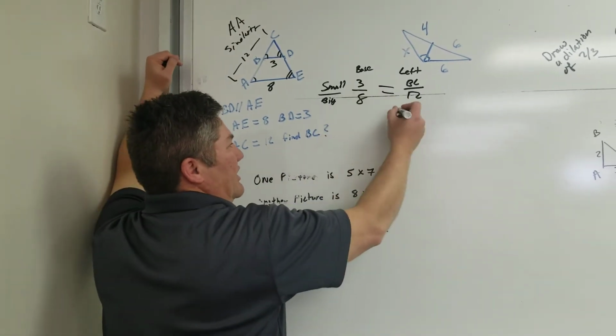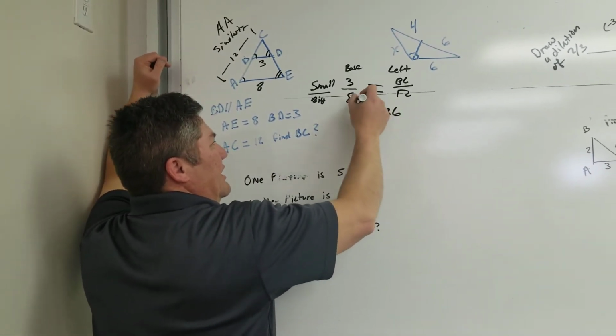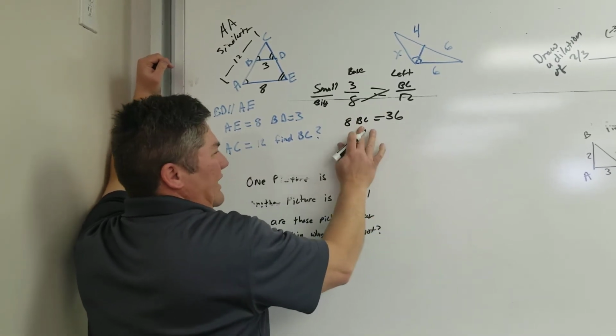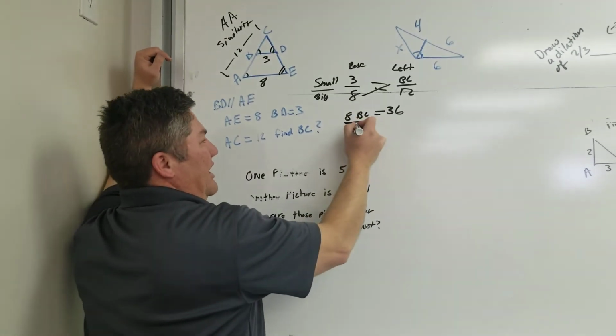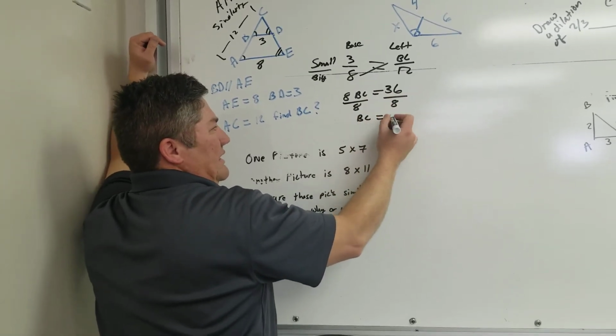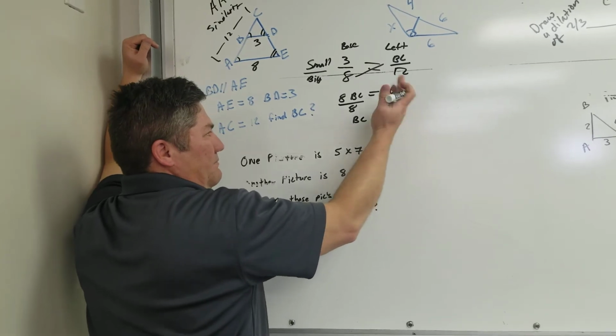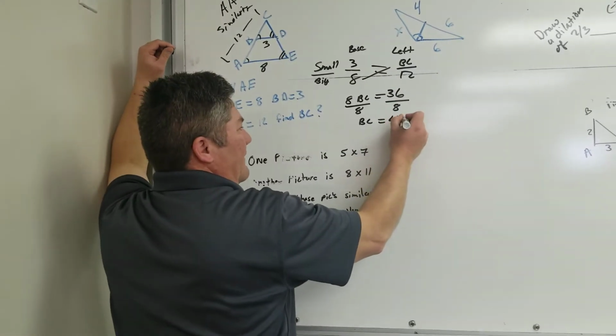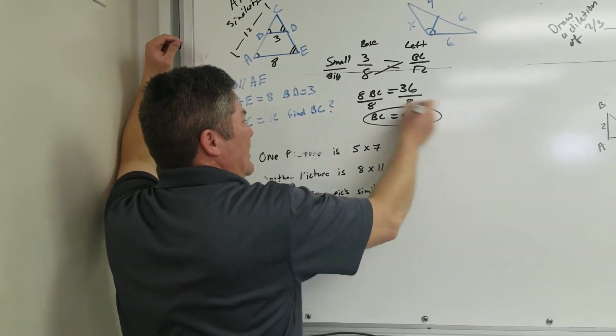So 12 times 3 is 36. 8 times BC. Okay, I've got to get the BC by itself, so I'm going to divide by 8. Again, you might need a calculator for this. BC is going to be 36 divided by 8. 4.5. And that's your length of BC.